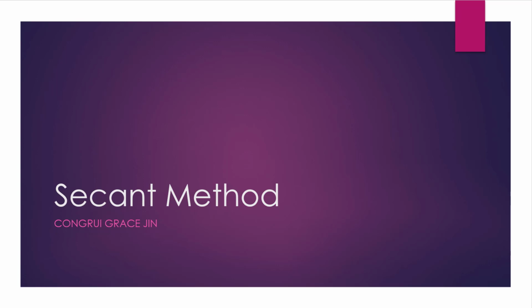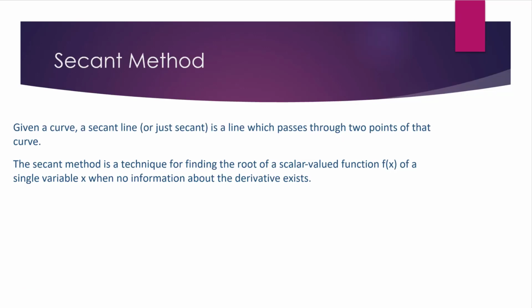First, let's talk about why this method is called the secant method. Given a curve, for example, you have a function that looks like this. A secant line is a line which passes through 2 points of that curve. So this will be a secant line. When you use the secant method to find the root of a function, you need to draw a lot of secant lines of this curve. So that's why this method is called the secant method.